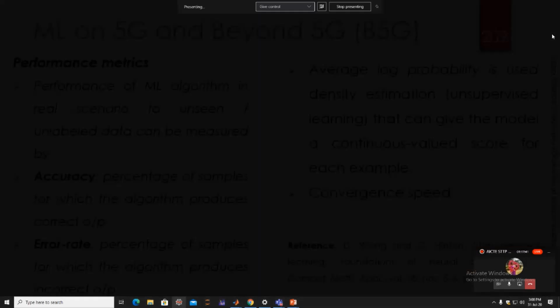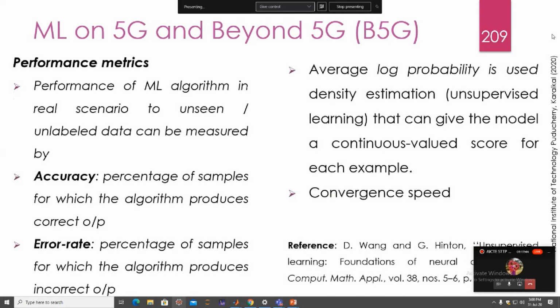Next is performance metrics. Here there are performance metrics in machine learning algorithms for unseen data. There are some of the performance metrics, but these are not the only ones; many other performance metrics are also present. Here I have just given accuracy. Accuracy, you already know, is the percentage of samples for which the algorithm produces the correct output, and error rate is the percentage of samples for which the algorithm produces incorrect output.